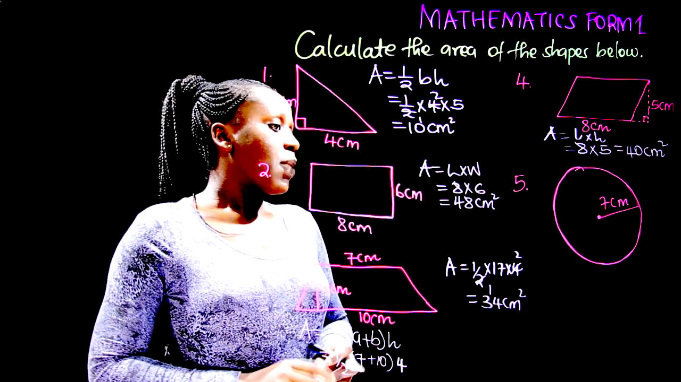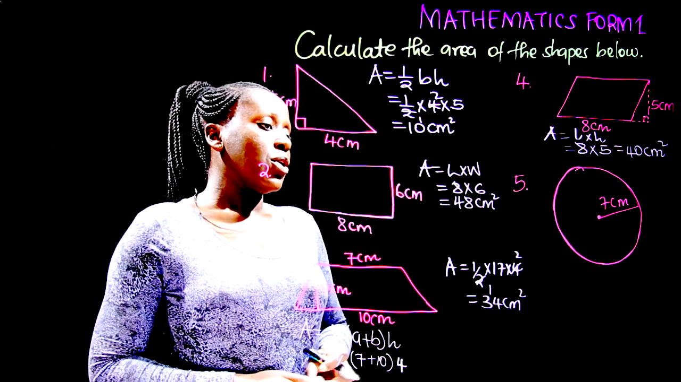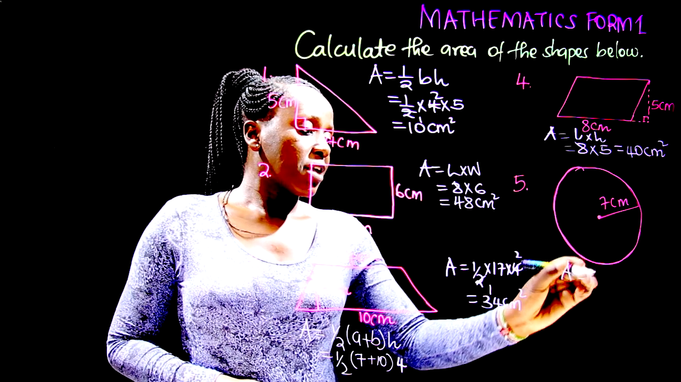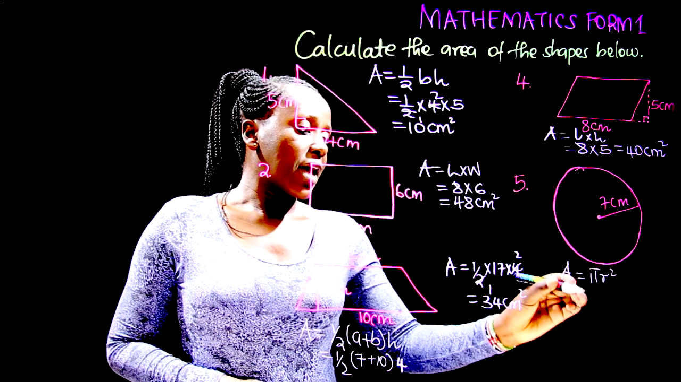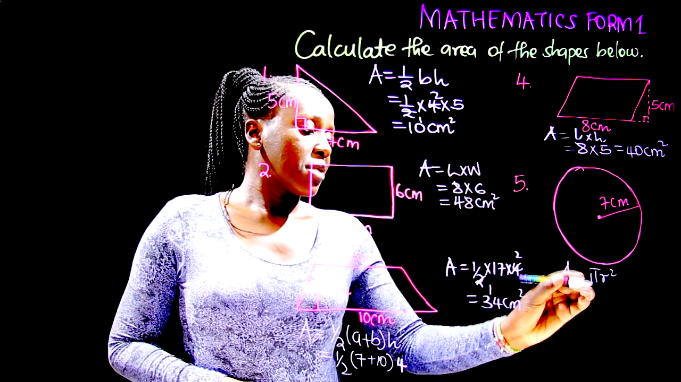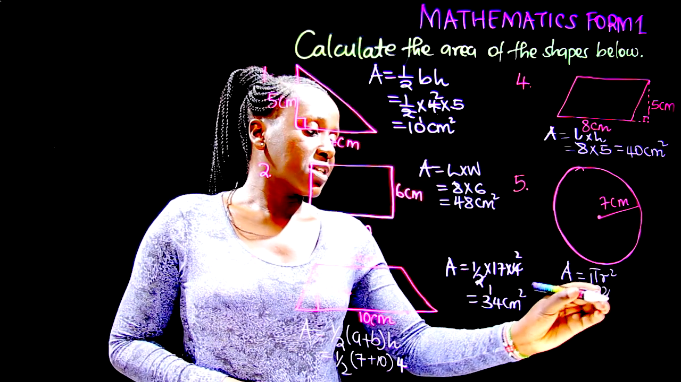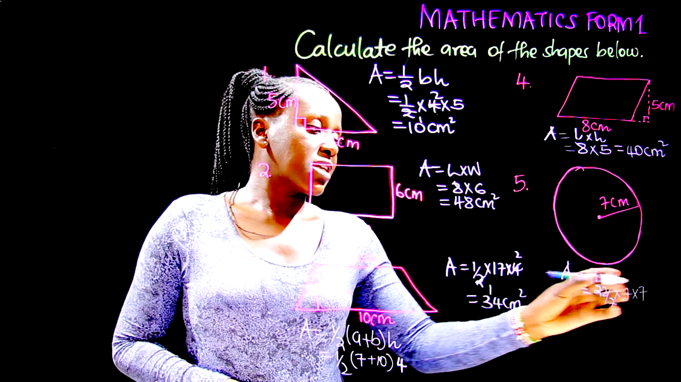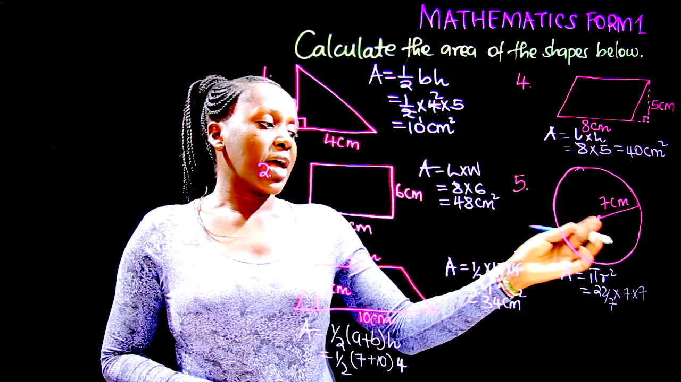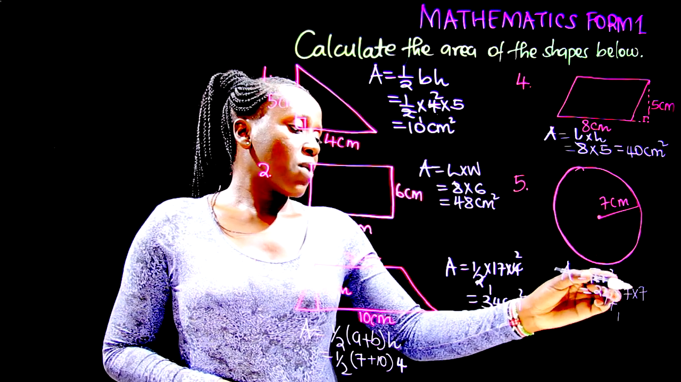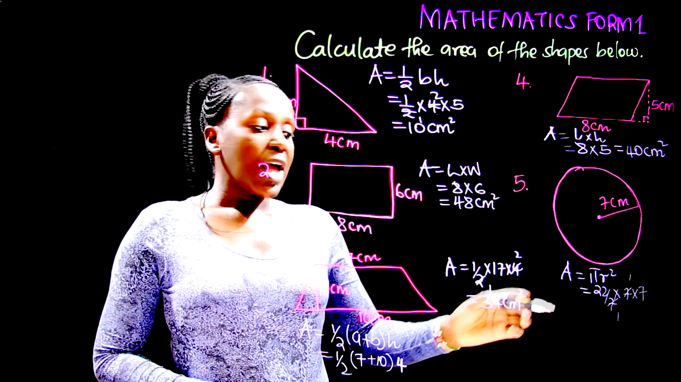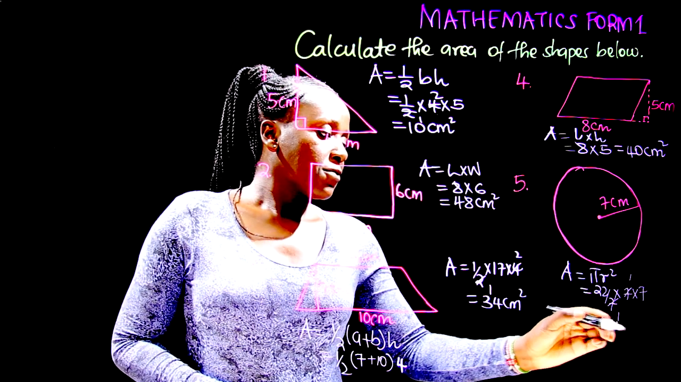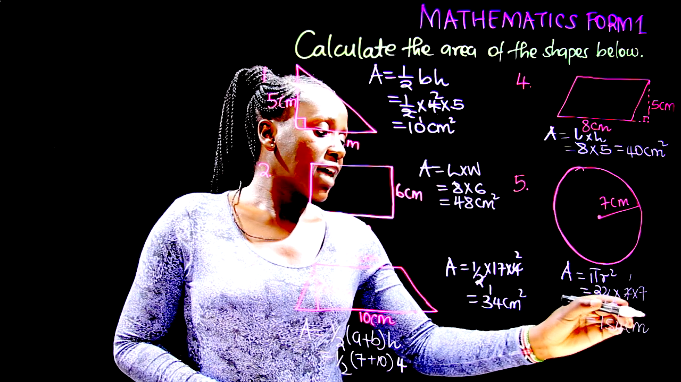Then finally, here we have a circle, and the area of a circle is given by pi r squared. So pi is 22 over 7. The radius is 7 times another 7 because we want r squared. So 7 divided by 7 is 1, and again 7 divided by 7 is 1. Now we have 22 times 7, which is equal to 154 centimeters squared.